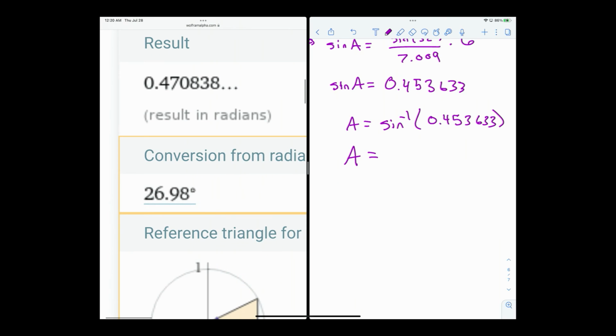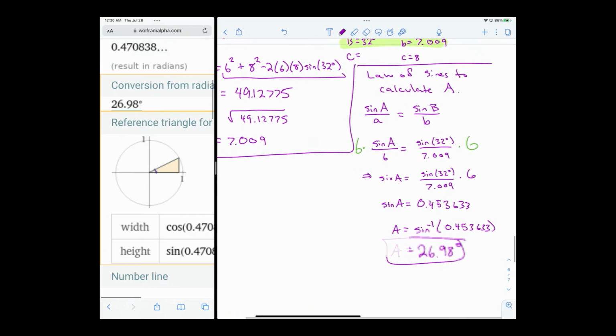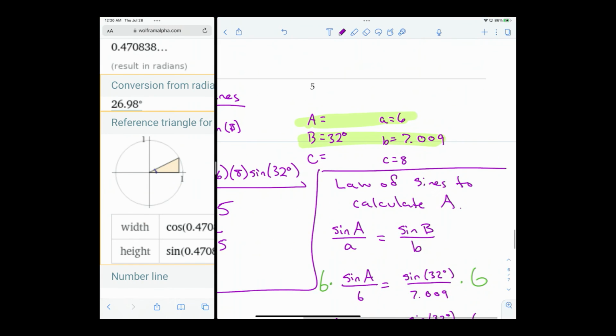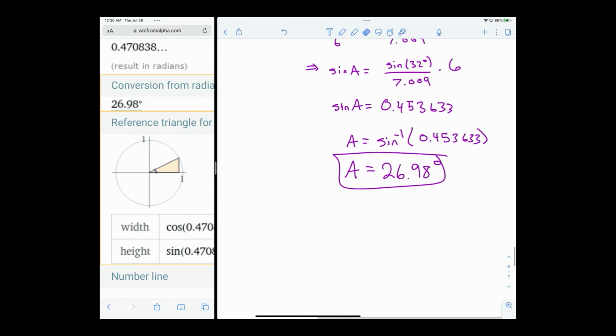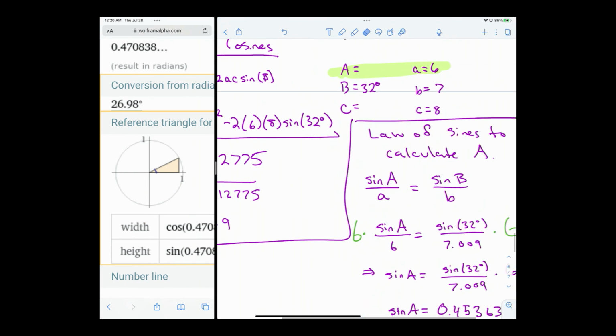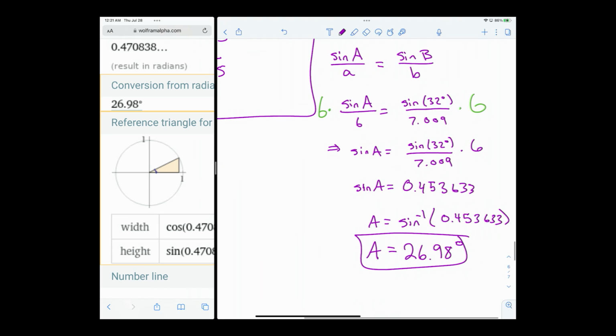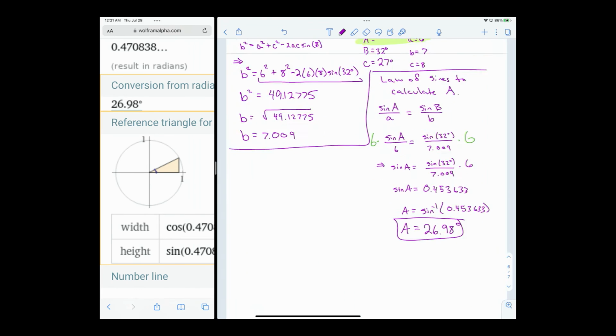So 26.98 degrees there. And when we go up here, maybe what we should have done is just called that 7. And when we do this one, 26.98, maybe we just call that 27. That makes sense. Just round it. They're so close to being whole numbers, we might as well just round it. So we have those two.